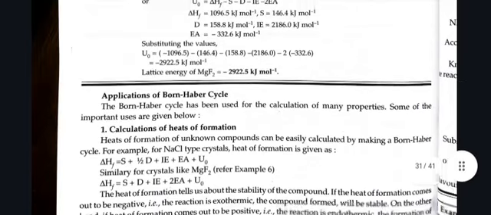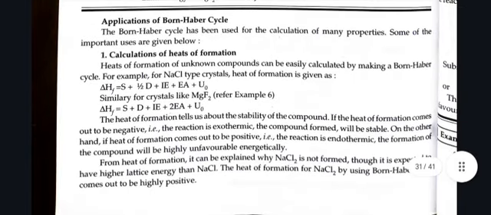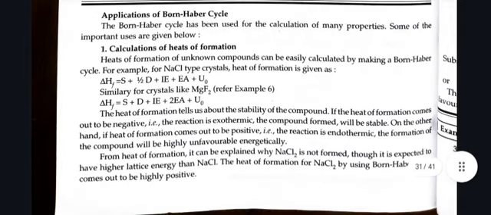Calculation of heat of formation. Heat of formation of unknown compound can be easily calculated by making a Born-Haber cycle. For example, for NaCl type crystal, heat of formation is given as delta HF = S + 1/2 D + IE + EA + U0. Similarly, for crystal like MgF2, delta HF is given as S + D + IE + 2EA + U0.